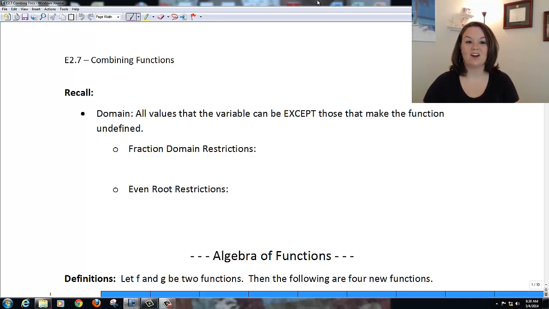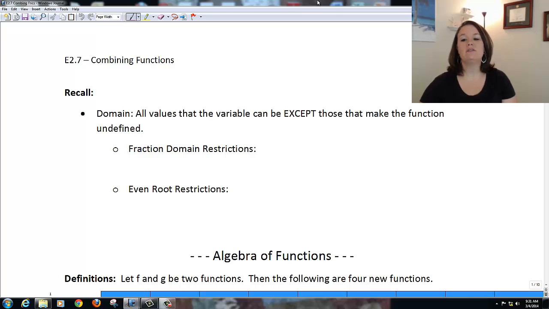Okay, so we're going to start E2.7, which is combining functions. Before we get into that, we're going to take two functions and combine them into a new function, which can alter the domain. Okay, so I'm just going to refresh what domain and range is and what we need to look for when we're looking for excluded values or things that would make our domain smaller or our function undefined.